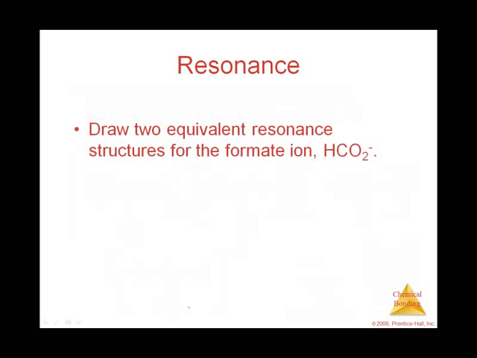Alright, so let's draw two equivalent structures for the formate ion. So I have carbon, the least electronegative, going to be in the center, O and O, C, O, O, H. And I have 1 electron, 4 electrons, 6 electrons, and this is 1 electron. So it's 12 electrons. So I have 2, 4, 6, 8, 10, 12, 14, whoops.